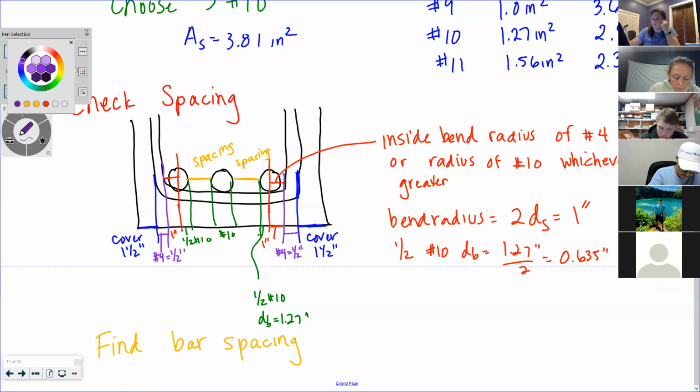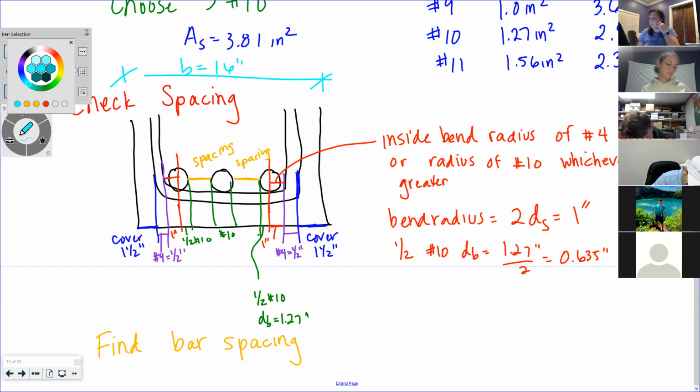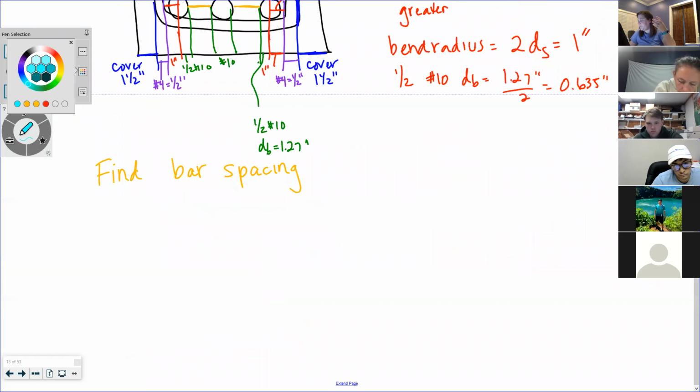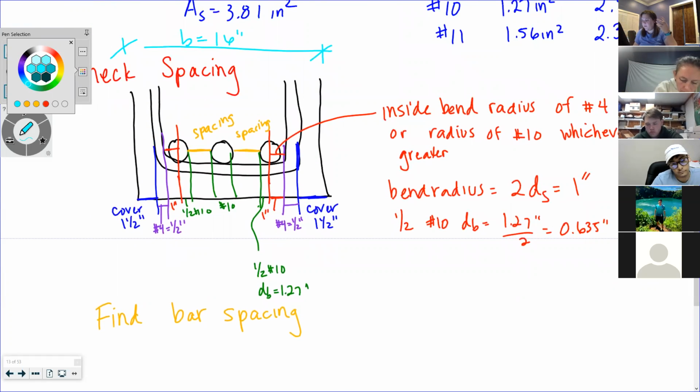We know the whole thing overall is 16 inches, right? That's my beam width. So if I put 3 number 10s in there with number 4 hoops and normal cover, what is my spacing between those 3? That is what you're trying to calculate. So I've got 16 inches is my width.